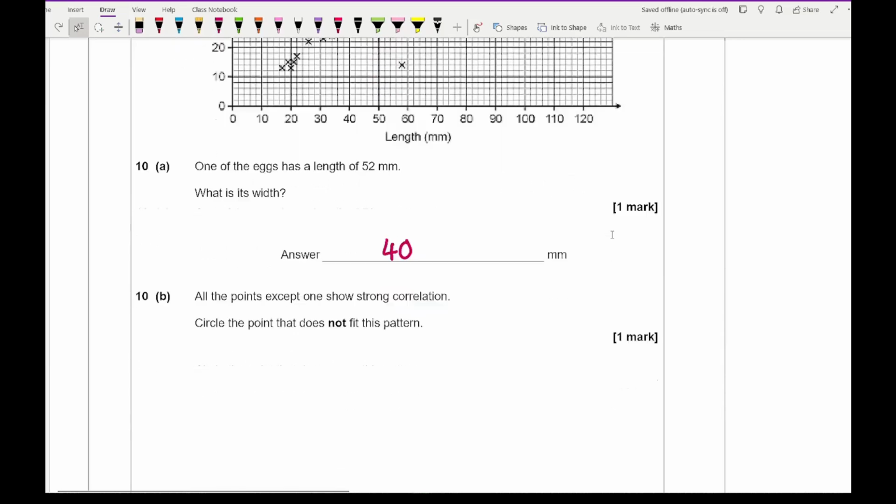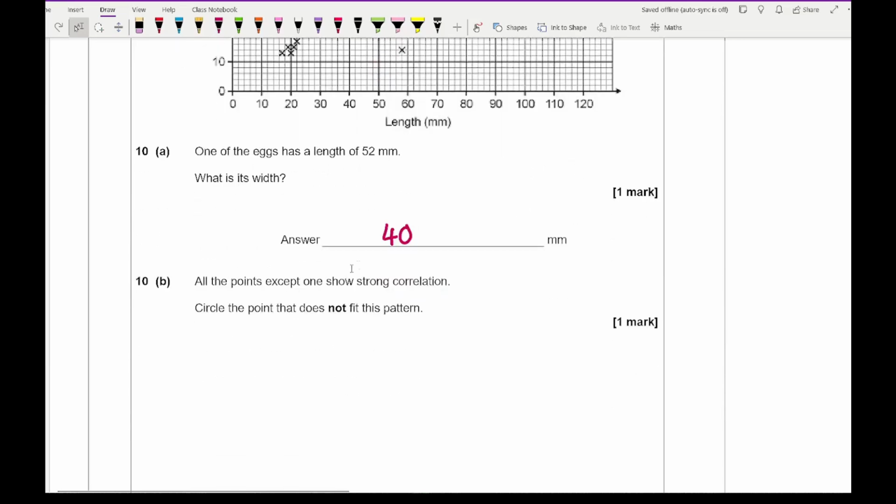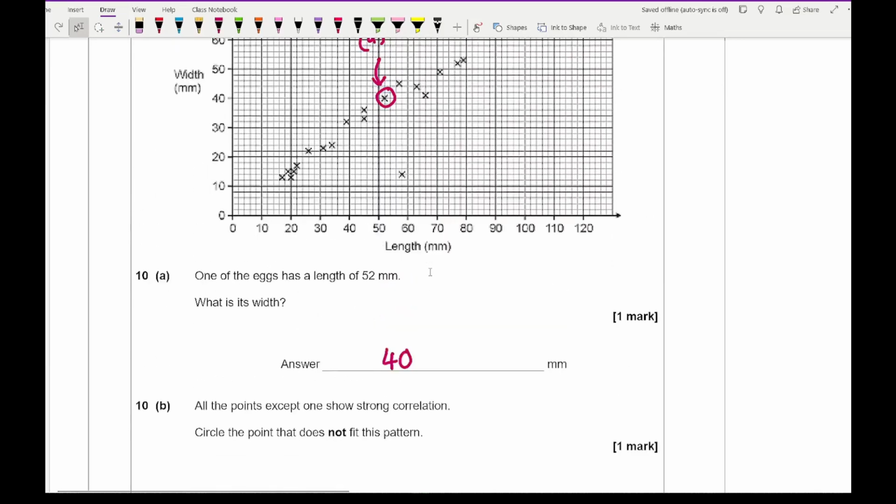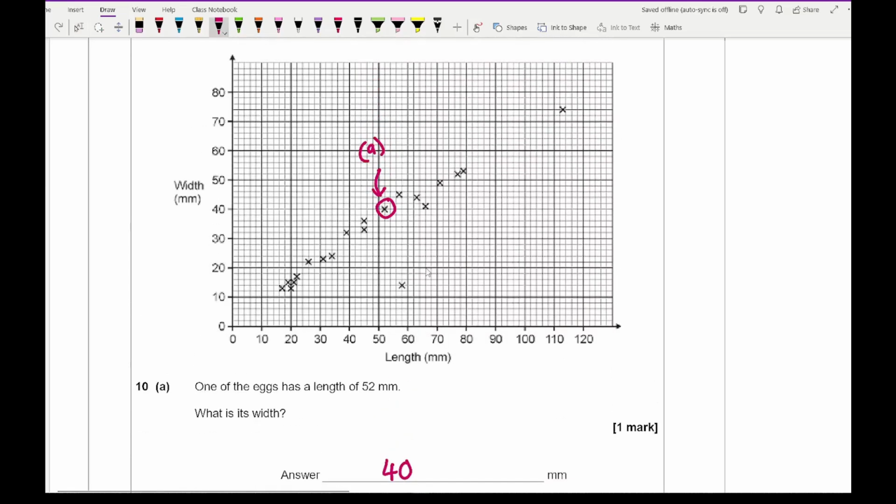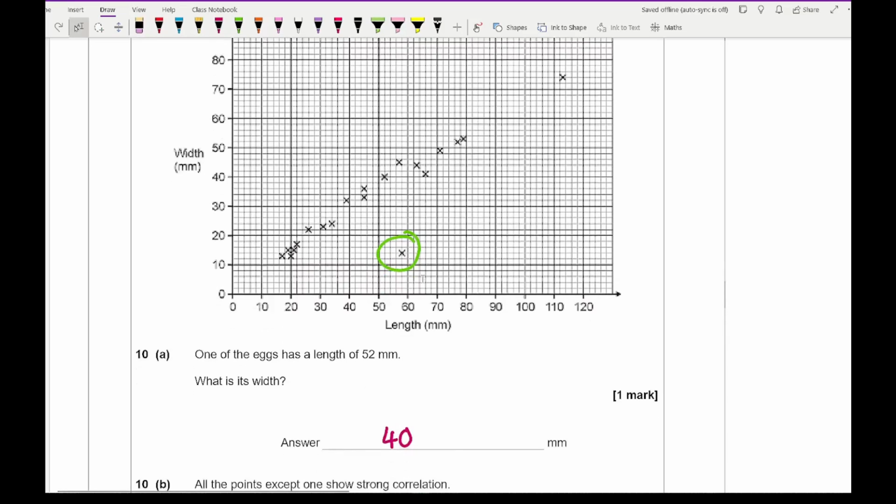Then for 10B, it says all of the points except one show strong correlation. Circle the point that does not fit the pattern. Well, for strong correlation, we want to draw a line of best fit. So if we imagine a line of best fit looking something like this, which one stands out? Well, it's going to be this one here. So if you have circled for part A, make sure you get rid of that, because on the scattergram we only want to show one of those points circled, which is that one there.